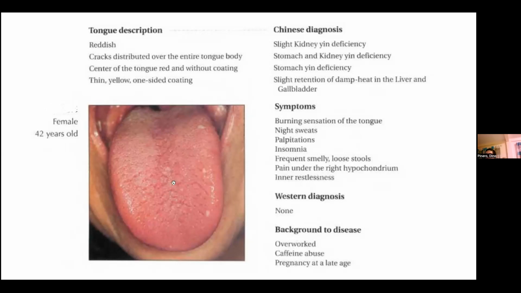Yung thin yellow, one-sided coating. So observe po natin, may yellowish part sa one side. Slight retention of damp heat in the liver and gallbladder.